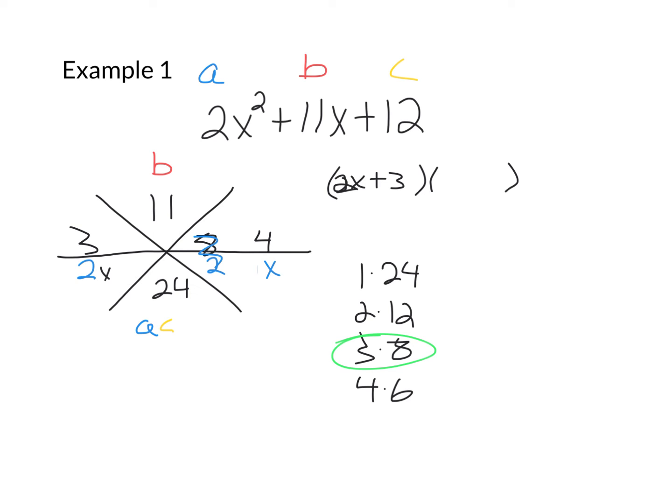So our other term is going to be 1x plus 4, or x plus 4. So our other binomial is x plus 4. So now we have our answer. These are the factors of this trinomial. And if you worked this out using the distributive property that you've learned with a binomial times a binomial, this is what you're going to get. Okay, let's take a look at another one.